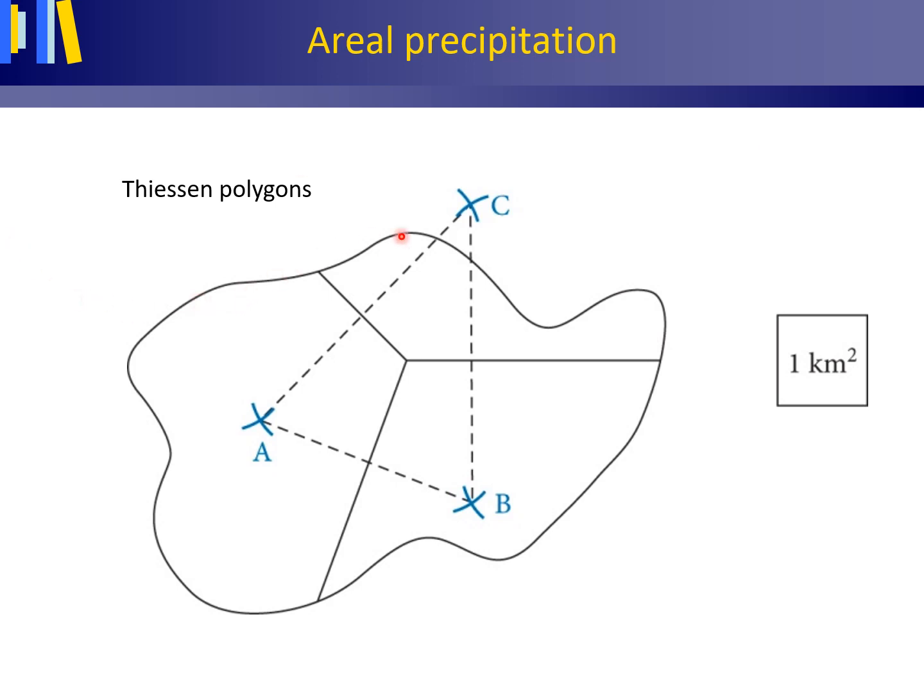Here we have an area under study for which we want to know the aerial precipitation, and we have three rain gauges, A, B, and C, with C lying just outside of our area under study. Thiessen polygons are built up by drawing midlines, perpendicular bisectors, between the rain gauges on a map. Perpendicular bisectors of any three rain gauges meet in one point.